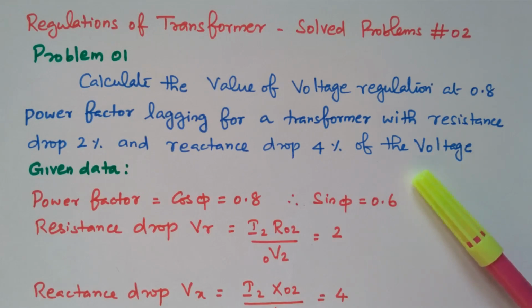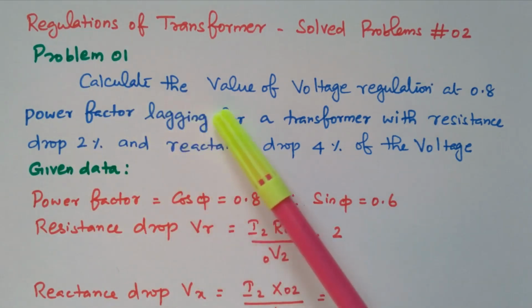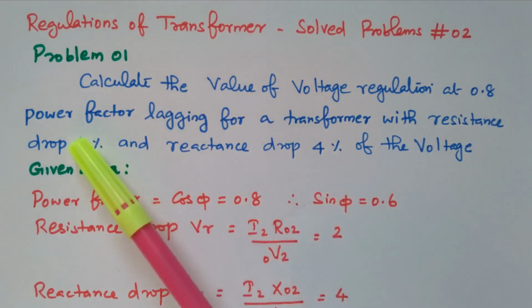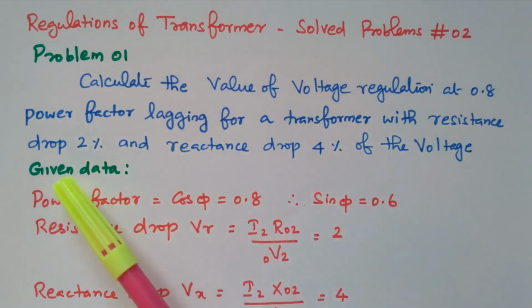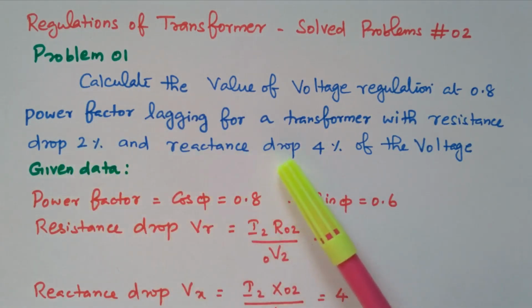Now we'll go to the problem. First we will see the first problem, problem 1. Calculate the value of voltage regulation at 0.8 power factor lagging for a transformer with resistance drop of 2% and reactance drop of 4% of the voltage.